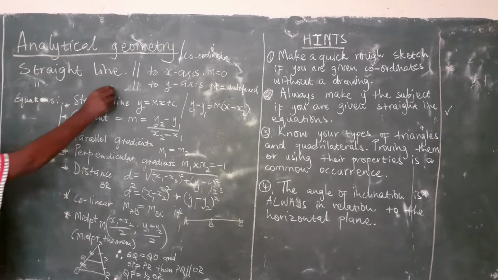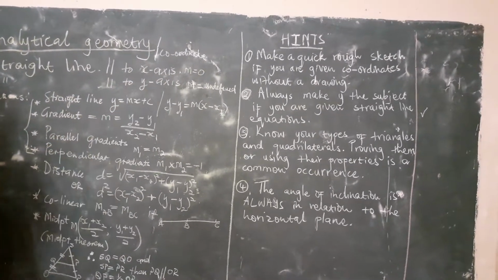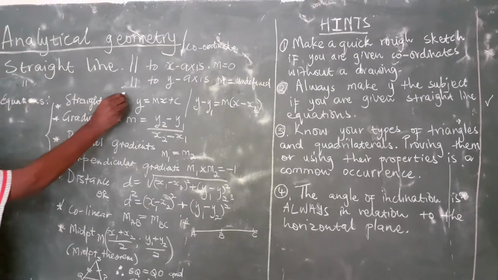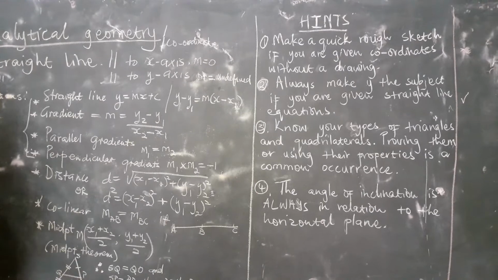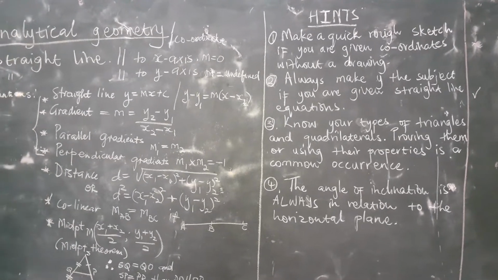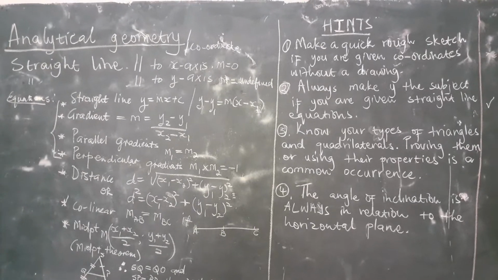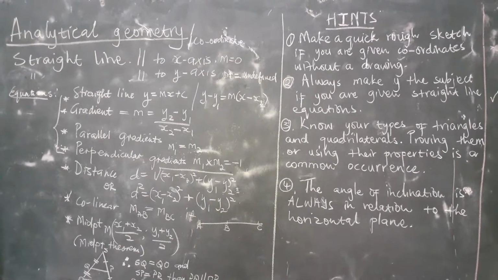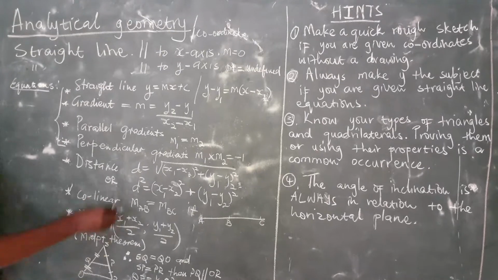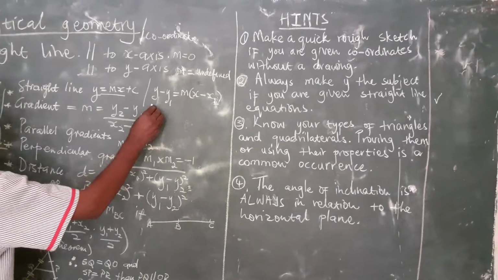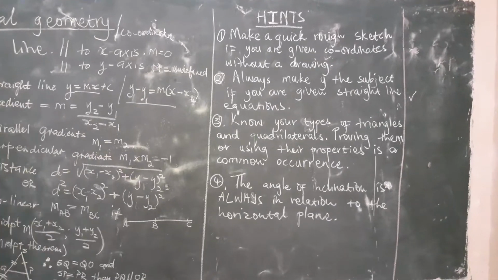When a straight line is parallel to the x-axis, your gradient is 0. And when a straight line is parallel to the y-axis, your m is undefined. Now let's look at equations that we need to use and remember all the time. On your formula sheet, you'll find this formula. This one is for the straight line, and the other one you may use if you've got 2 points.